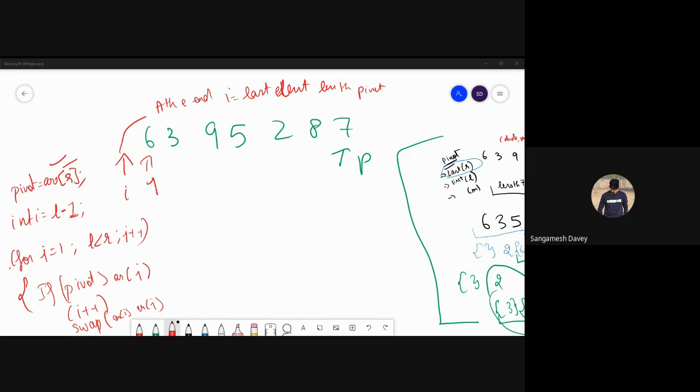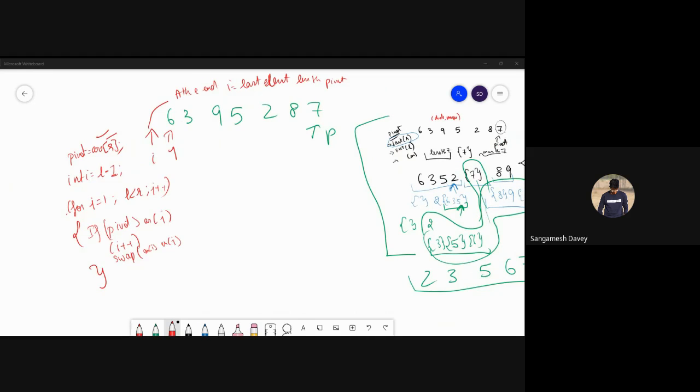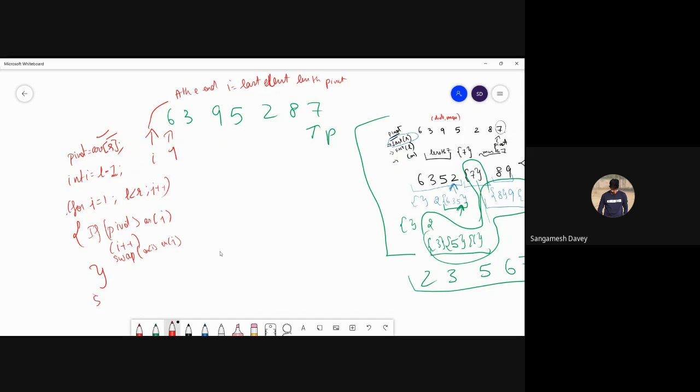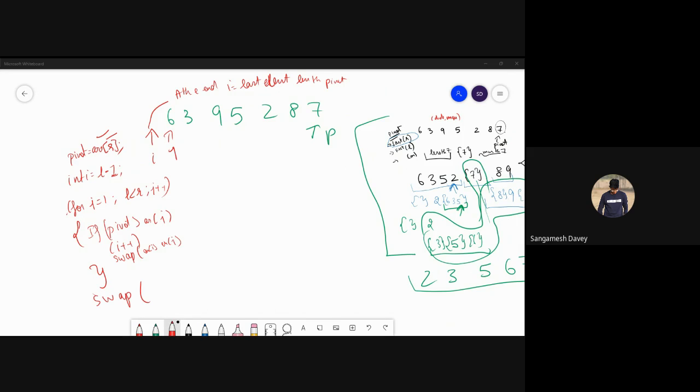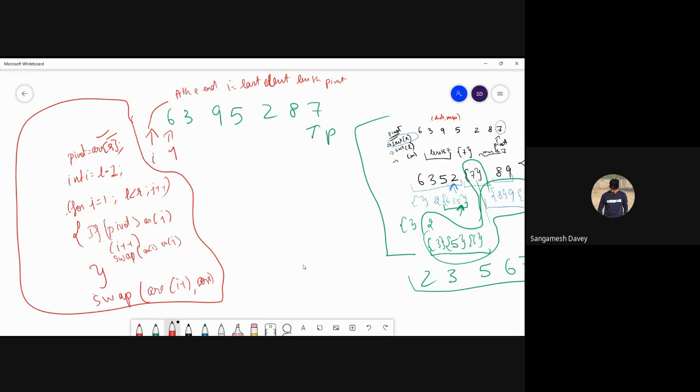Once you're done with this loop, when I was doing this, even I didn't get the intuition the first time. You may be thinking, okay, he's just telling the code, but how do you get the code? It is a bit difficult, but if you look at it, you'll understand. And then at the end, I will swap arr of i plus 1 and arr of R. I've written Greek and Latin here, so sorry for that, but I'll make the Greek and Latin into English.